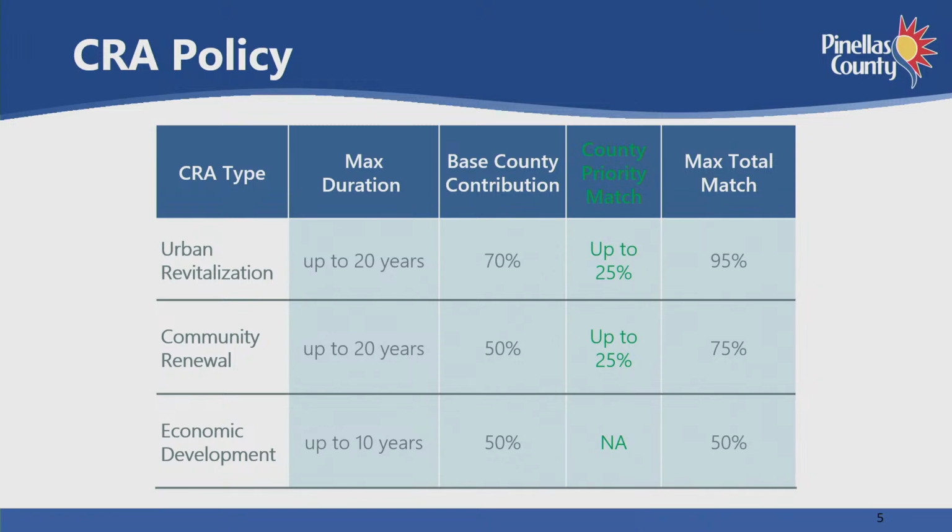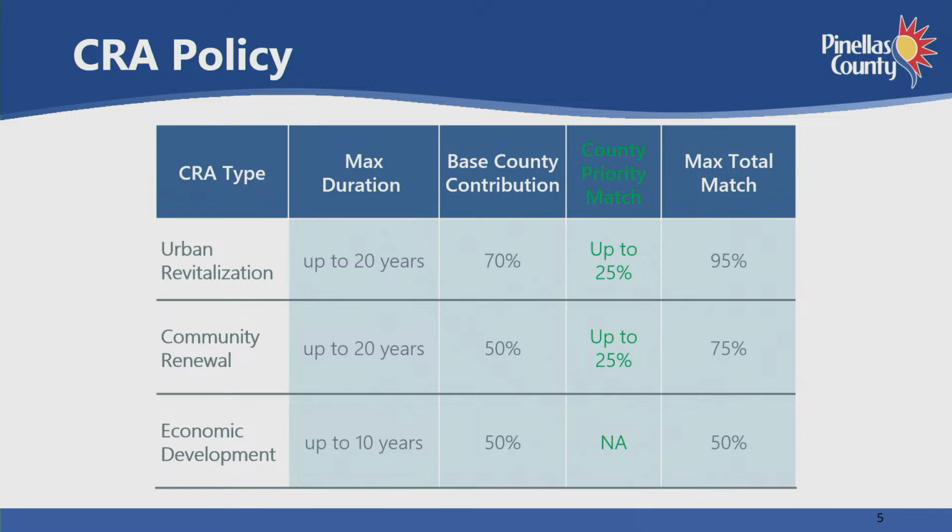So state statute prior to 2002 said a CRA could be in existence for up to 60 years. And so even if the county established it at, say, 30 years as an initial CRA, 30 or 40, the CRA would have the opportunity to come back and say, I'd like to extend, as long as they never exceeded that 60-year mark. After 2002, the state amended that to 40 years.